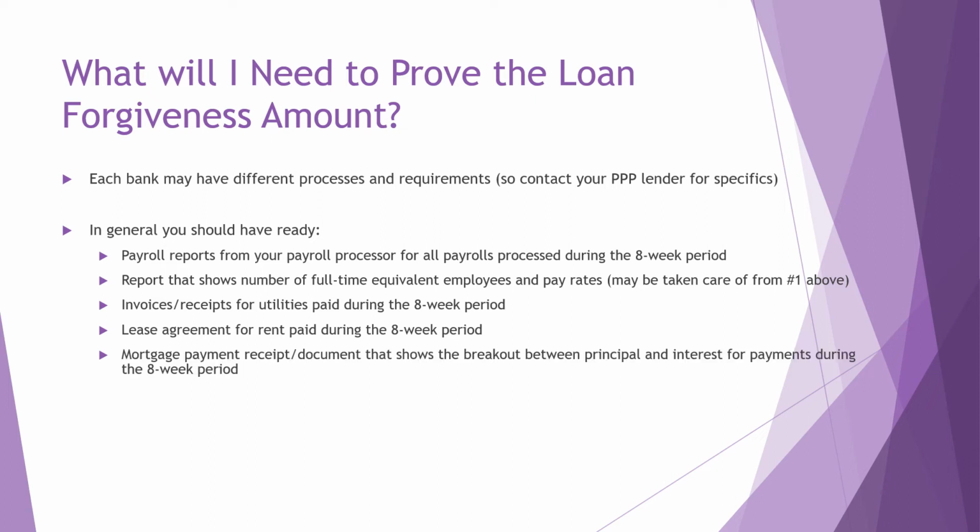Then you'll need mortgage payment receipts or some sort of document that shows the breakout of your payment between principal and interest. Again, only the interest portion can be forgiven, so that's what they're going to be looking at for that. And they will probably want something, if it's not shown on that document, that shows that the obligation was entered into before February 15th.